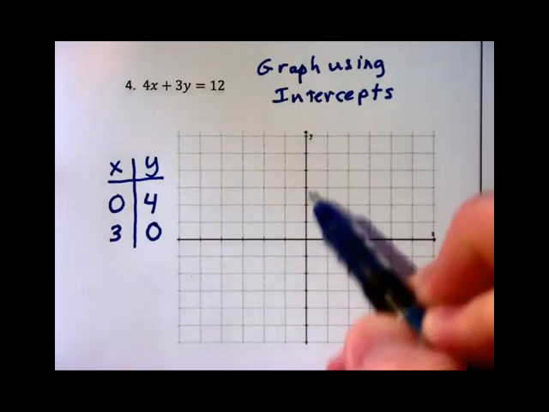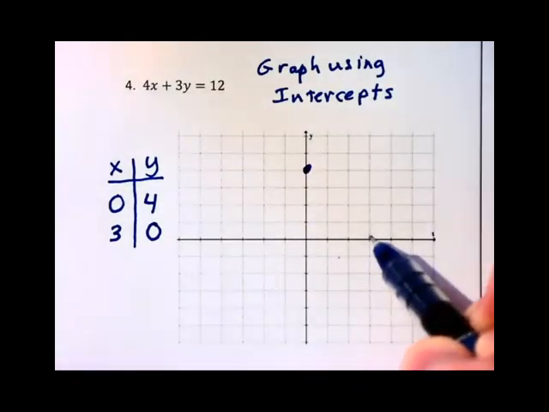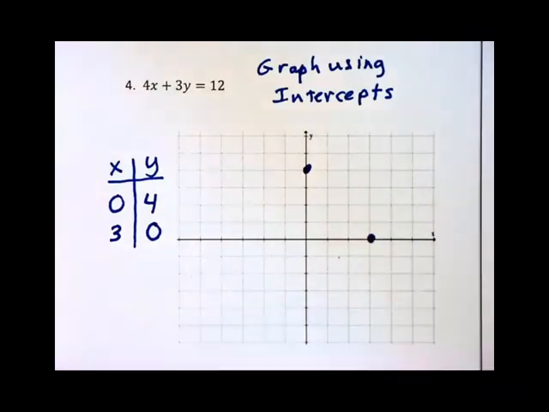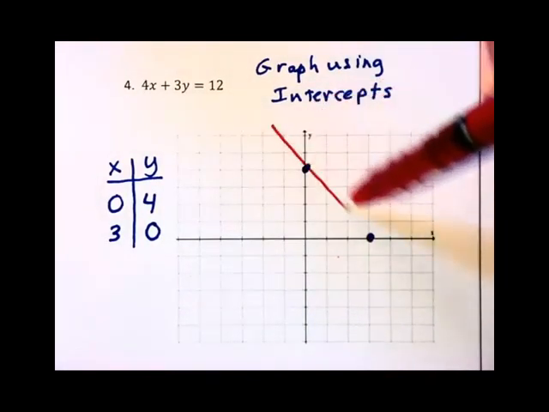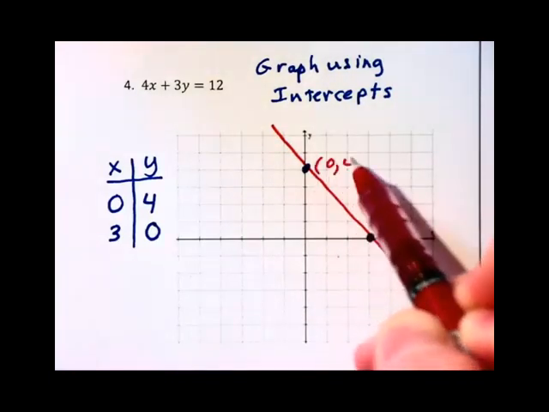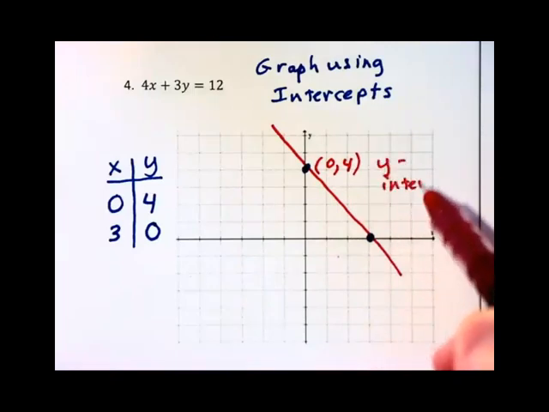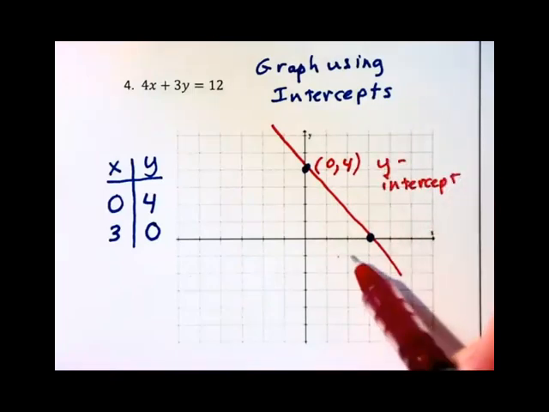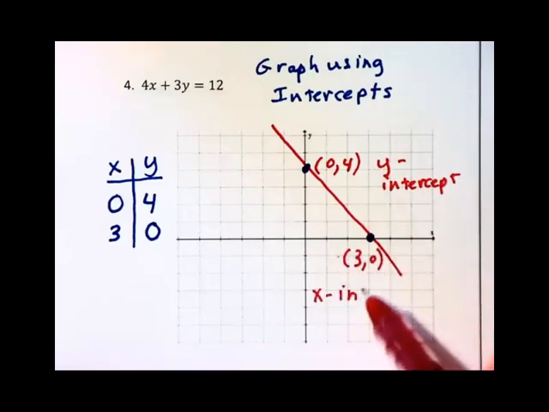And we're going to have the 2 points: (0, 4), 4 units above the origin, and (3, 0), 3 units to the right of the origin. And from there we're going to draw our line. And we would say that at (0, 4) we have our y-intercept, and at (3, 0) we have our x-intercept.